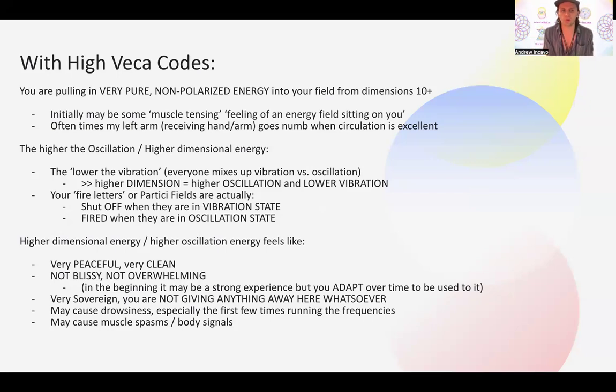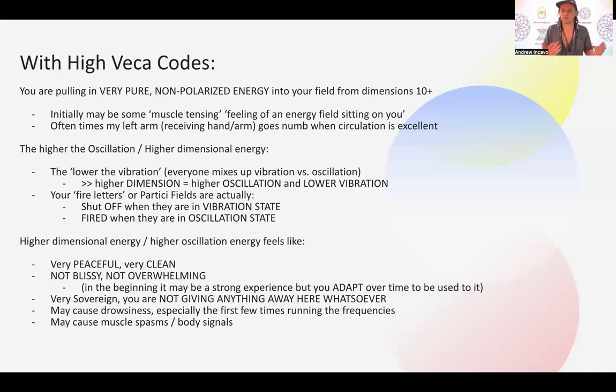Initially, when you're pulling in these codes, there might be some muscle tensing. Oftentimes when I first started doing these, I would feel like someone is sitting on my left arm, because your left side is your receiving side. So I'd be receiving all that new energy into my system, and it would feel like there was someone sitting on my arm, right? Really peculiar. Your arm was tense, but not tense. It was kind of odd. But yeah, it's a muscle tensing. Feel like someone is sitting on your arm.